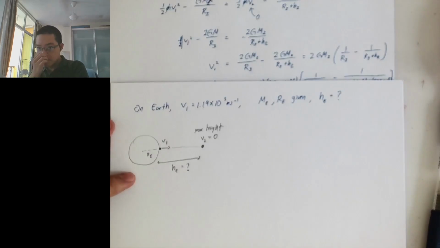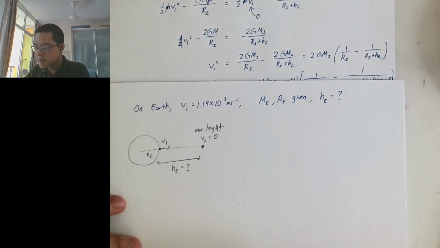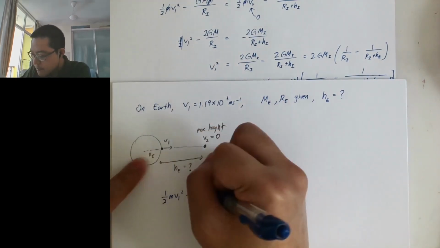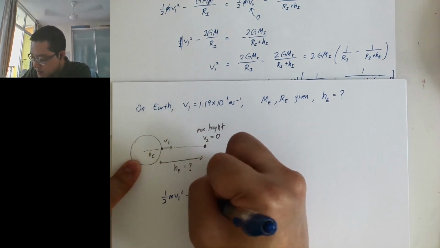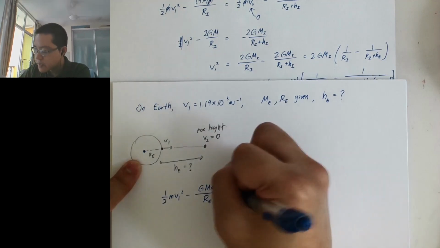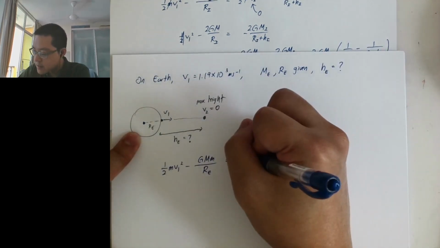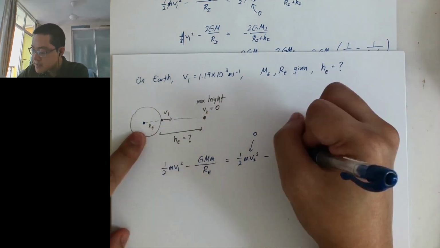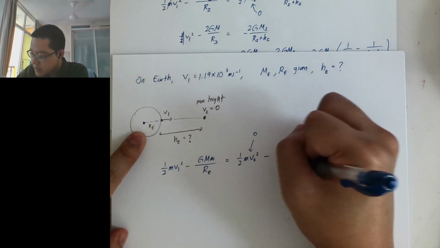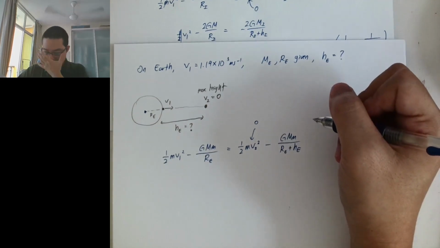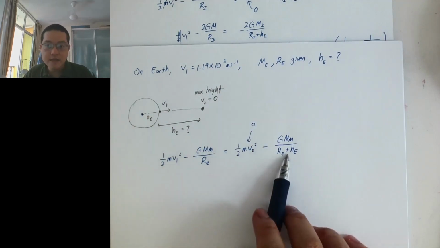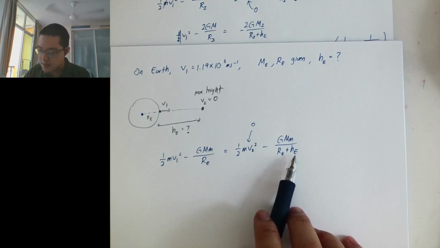Okay, so we're going to use the conservation of energy again. So at position 1, at the starting point, my kinetic energy is half m v1 squared. My potential energy is minus GMm over the distance from the center, which is Re. And by the time you reach the max height, I should have 0 kinetic energy. And at this distance, my potential energy now becomes Re plus He. But this time I know this number, and this is the one that I want to calculate. So we just need to solve it in this way.